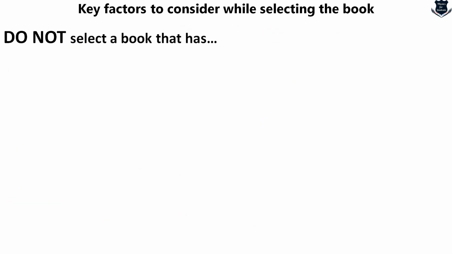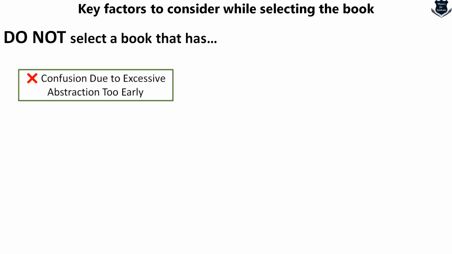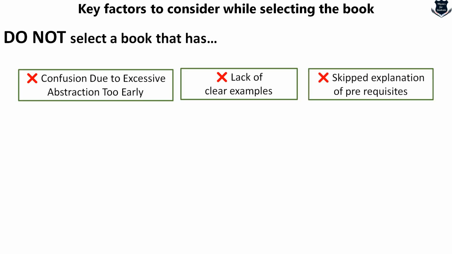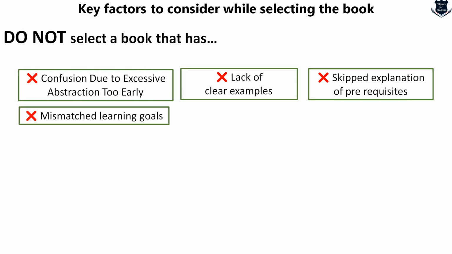These are the things you should keep in mind. Do not select a book that has the following factors. A book that has a lot of confusion due to excessive abstraction too early, do not go for this book. Do not go for a book that does not have a lot of examples. There should be a lot of examples. So lack of clarity and examples is another. Do not go for a book that has skipped explanations and prerequisites, because explanations and prerequisites are important. Do not go for a book that has mismatched learning goals.